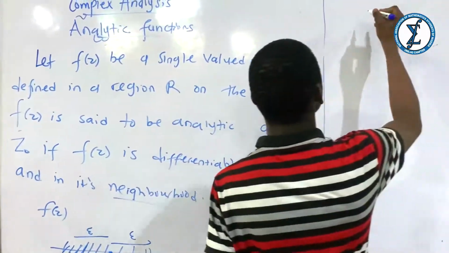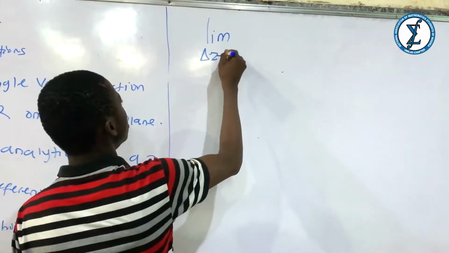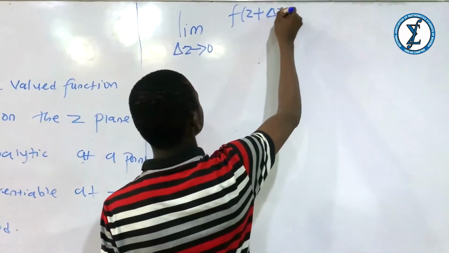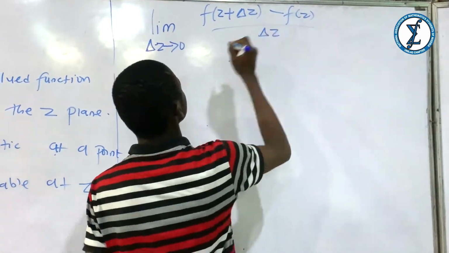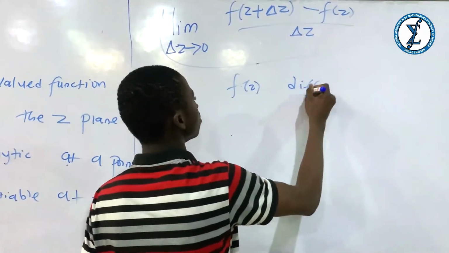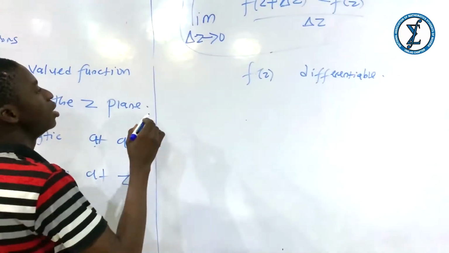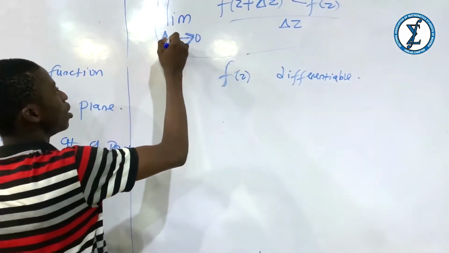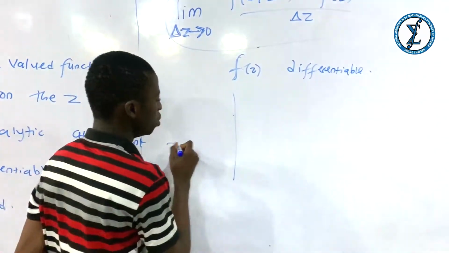So what does it mean for a function to be differentiable? A function is differentiable if the limit exists, the limit as delta z tends to 0 of f of z plus delta z minus f of z over delta z. If this limit exists, f of z is said to be differentiable. And note, the differentiability, or the way in which delta z tends to 0, is independent of the path.